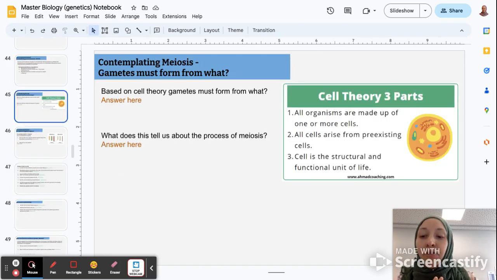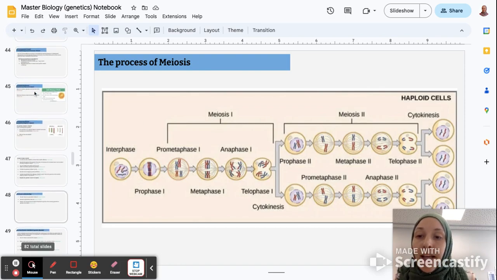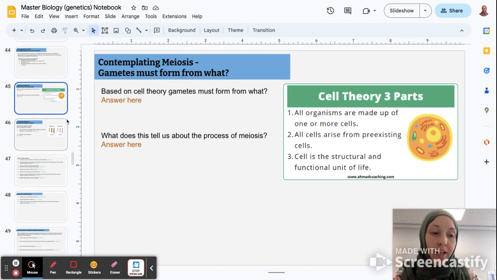So if we look at the process of meiosis, what part of cell theory connects to meiosis? Is an organism able to just make gametes? Well, no. They have to use pre-existing cells to make gametes. So we have to start with a pre-existing cell to produce the gametes. That is what this slide is about. What part of cell theory does meiosis relate to? All cells arise from pre-existing cells, number 2.